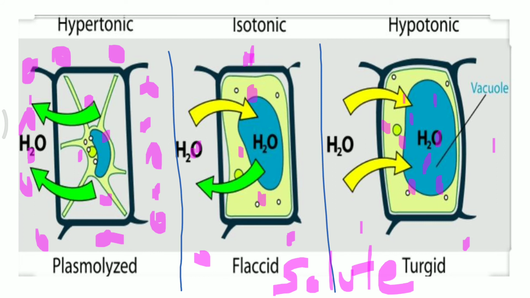In isotonic solution, the amount of water molecules outside the cell is equivalent to the amount of solute inside the cell, and as a result, the amount of water lost is equivalent to the amount of water gained, and as a result there is no change in the shape or structure of the cell which is kept in such kind of solution.